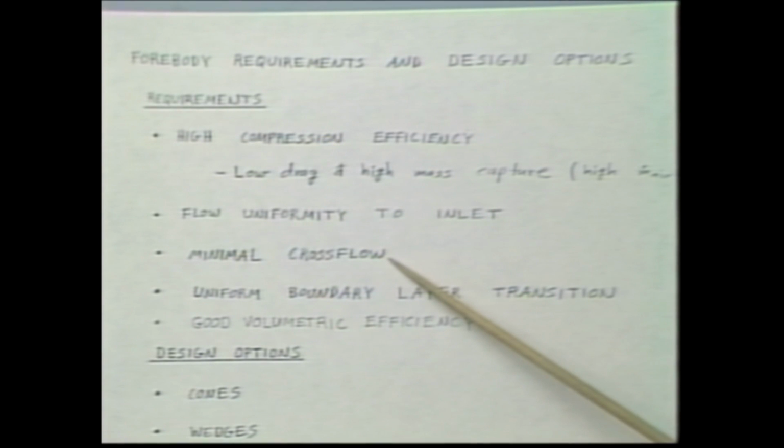Uniformity is very important if you want all your engines operating the same, and that's an uncertainty that you probably wouldn't want to deal with. So uniformity is quite important. Uniform boundary layer transition, good volumetric efficiency. That low density hydrogen's got to be packaged, and that's tricky.